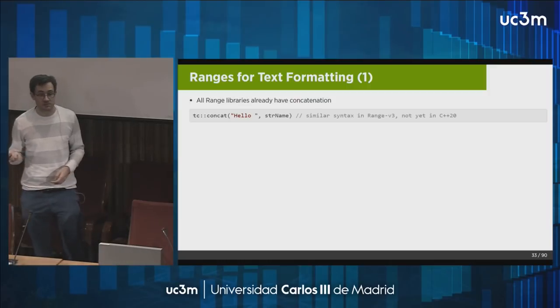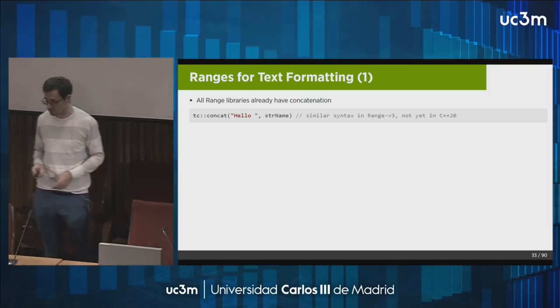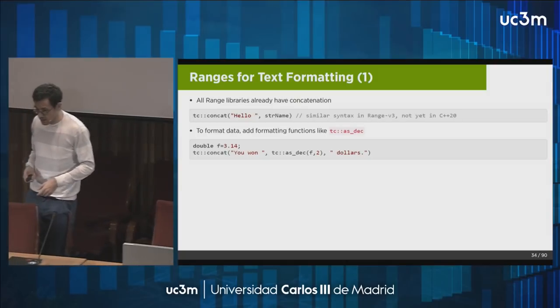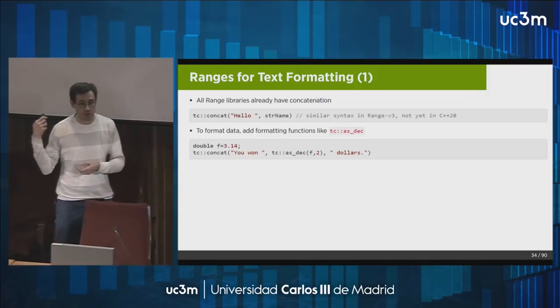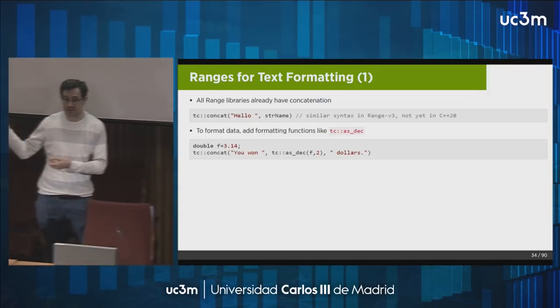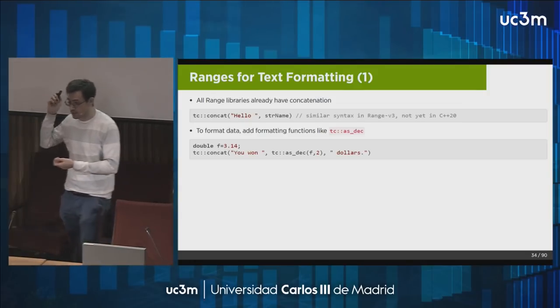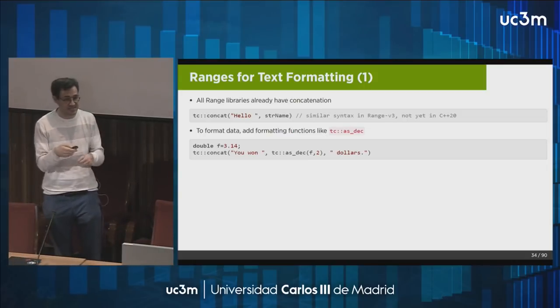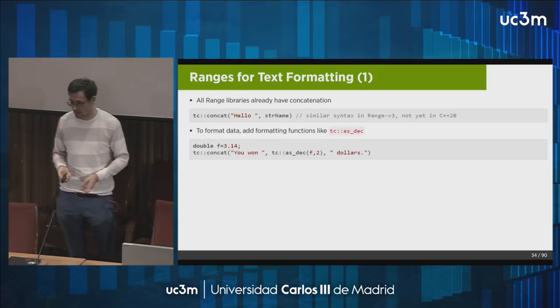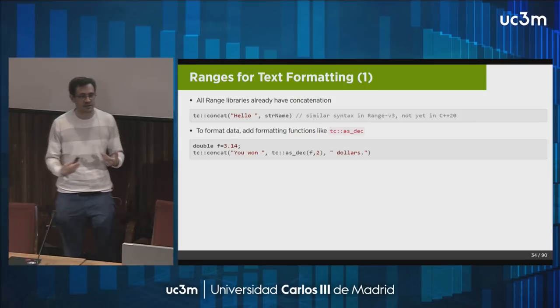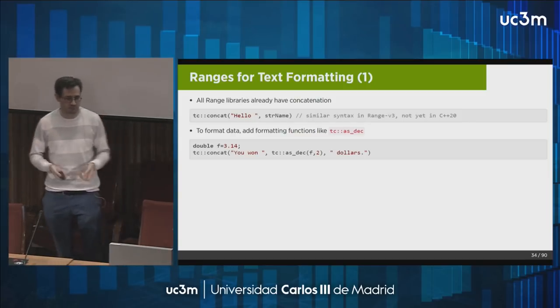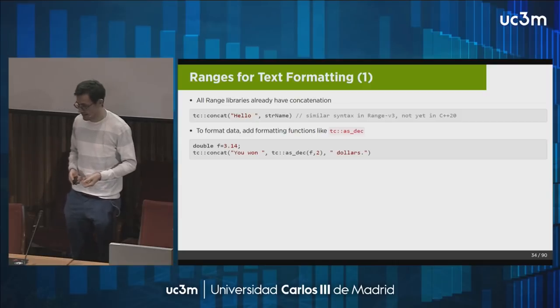Now we want to insert other components that need to be formatted. Well, that's easy. We just have a function like sdec that turns our number that we want to format into something that resembles a string. And we're going to give it the format description, the parameters that it needs. For example, we want 2 decimal digits.